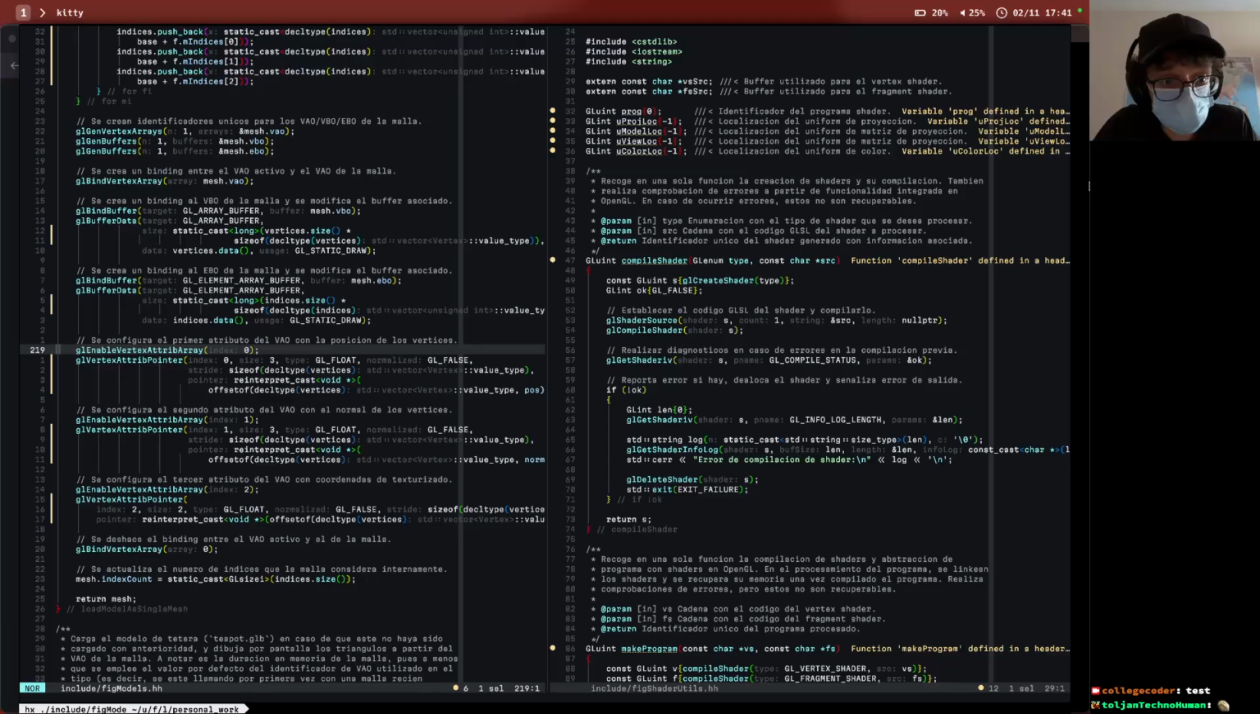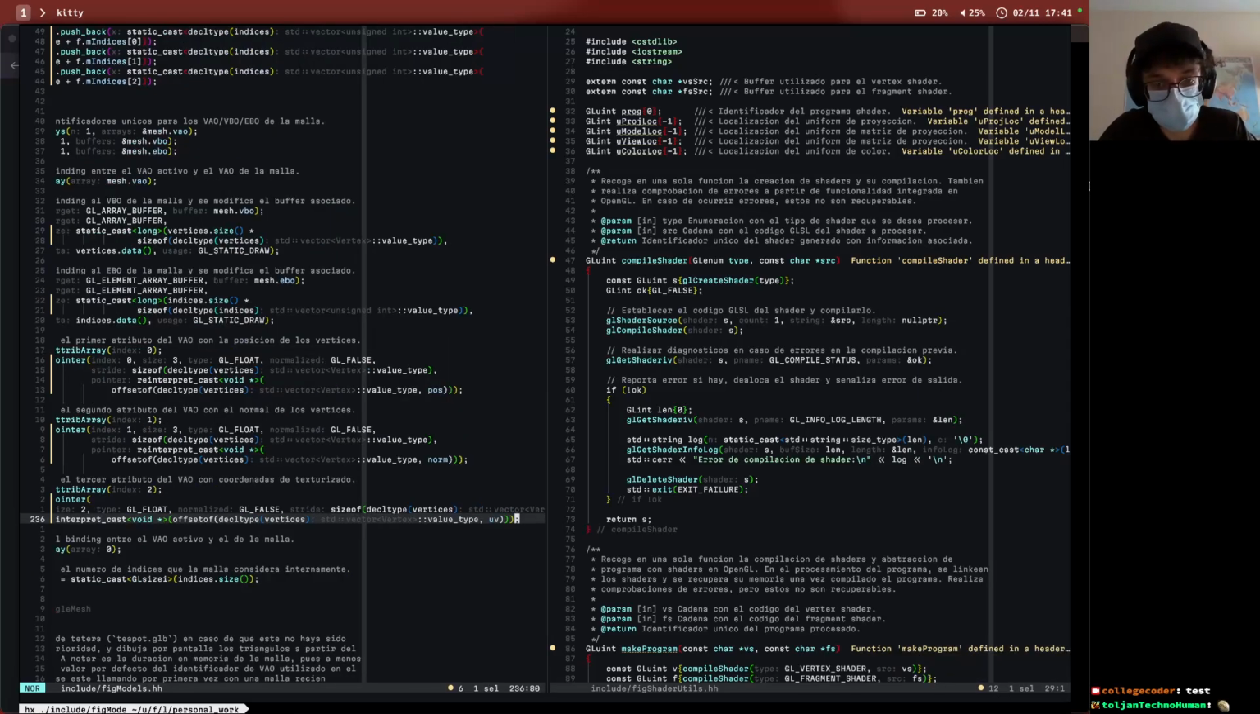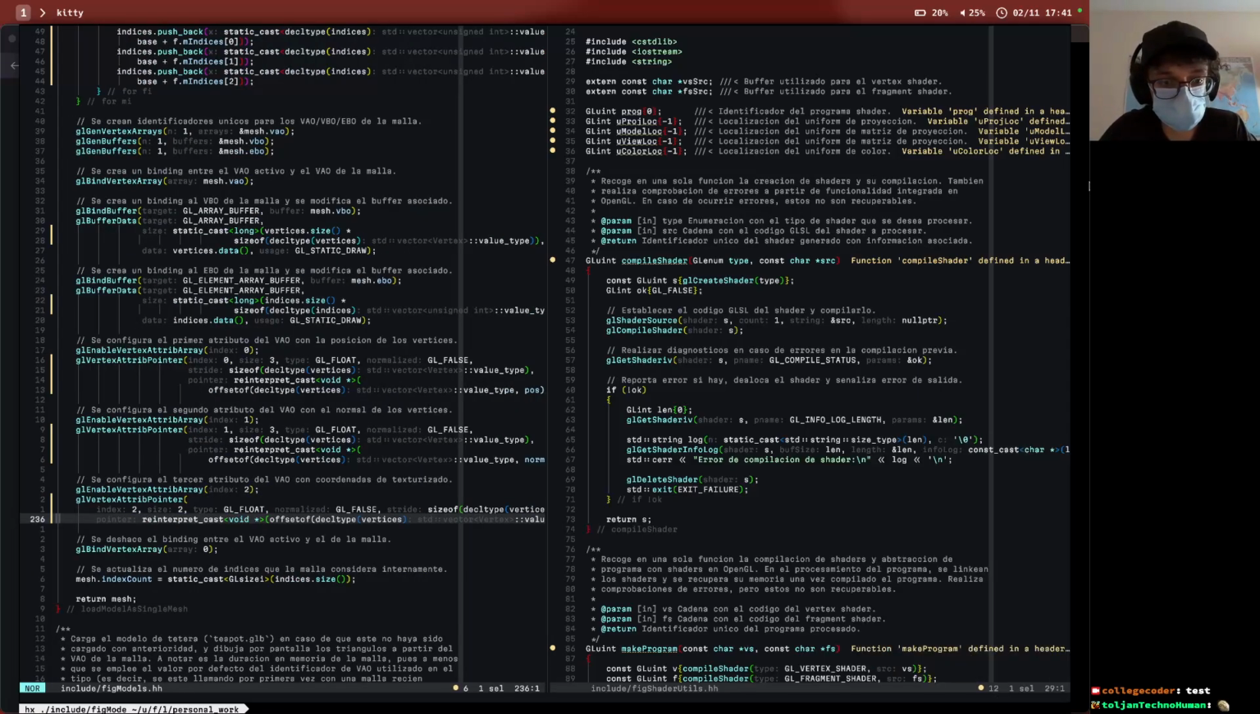Then we enable the vertex attribute array 0, and we enable 1 and 2. On 0, we store the position. On 1, we store the normals. On 2, we store the UV textures, I think. Yeah, that's why we also use the offsetof operator.